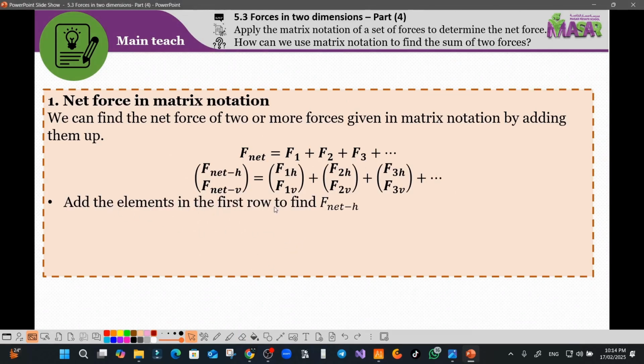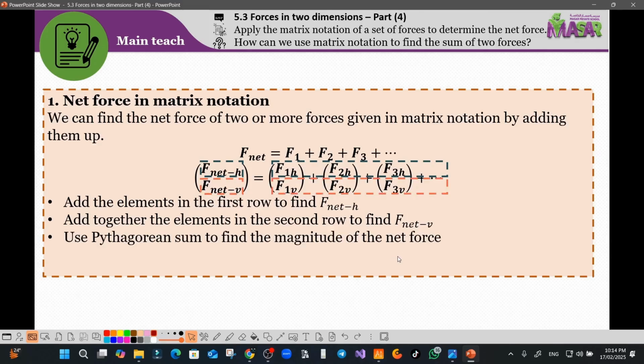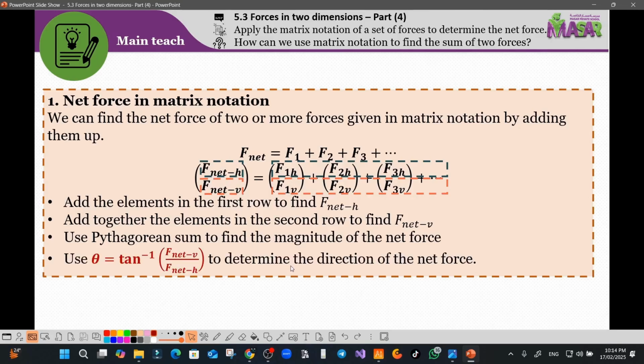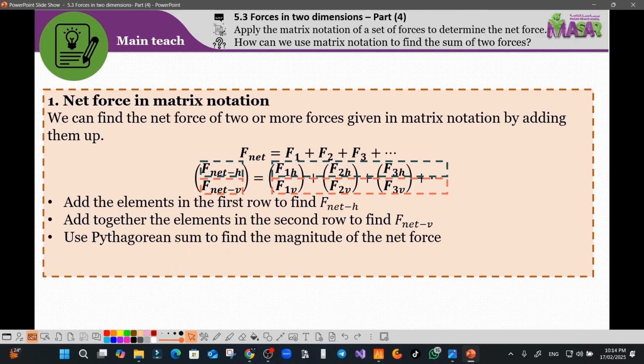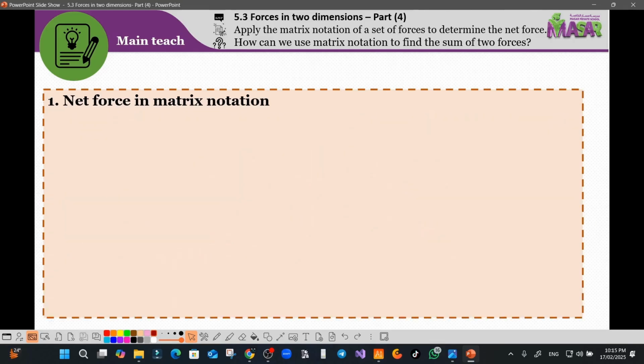If we add all the elements in the first row, after the equal sign, we will get F net h. And if we add all the elements in the second row, the vertical components together, we will get F net v. After we find F net h and F net v, we need to find the magnitude of this F net. So we need to combine the horizontal component with the vertical component, and this can be done using the Pythagorean sum. Now, to find the direction, we need to find the angle with respect to the x-axis, and this can be done by using theta equals tangent inverse of F net vertical over F net horizontal.